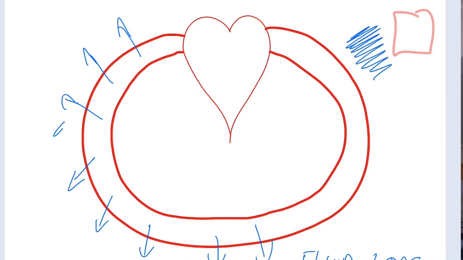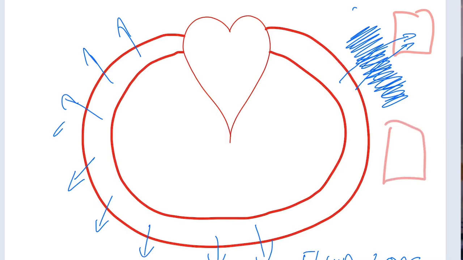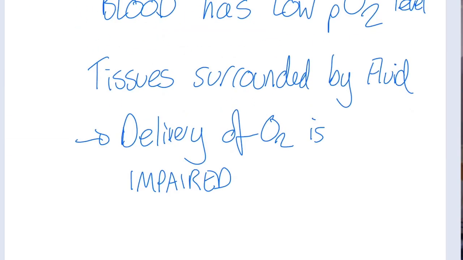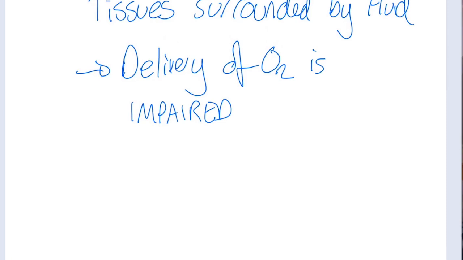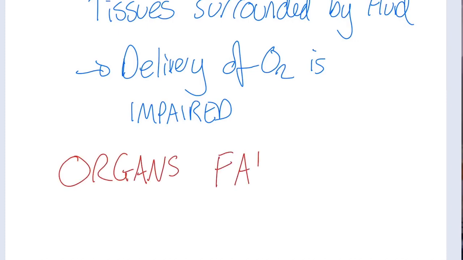If fluid is built up in this area, it's going to be really difficult for oxygen to get through into that tissue. If we just had an organ here, normally the oxygen would be able to get across into that organ and those cells and tissues quite readily. But because we've got this build-up of fluid between tissues and blood vessels and capillaries, that delivery isn't very good. And ultimately, what's happening here, let's do this in red, is organs start to fail.